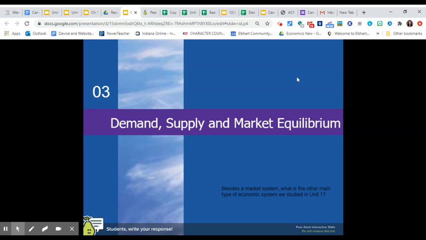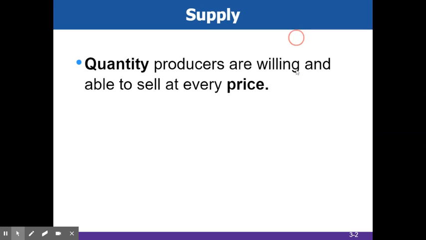So, first of all, this is still from chapter 3. It's the second half of chapter 3. We already looked at demand. So, unlike demand, supply is the quantity that producers are willing and able to sell at every price. So, quantity and price are in there with supply, but this time it's from a seller's point of view or a producer's point of view.